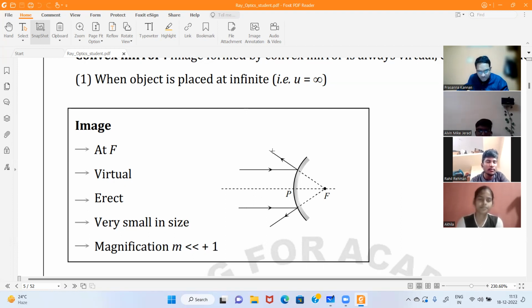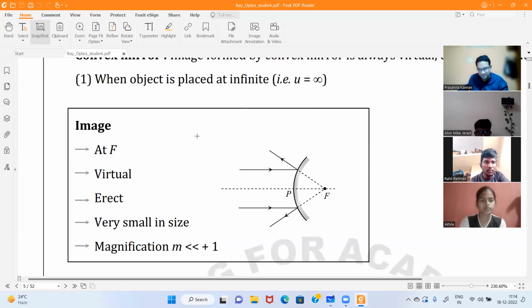So after reflection, they don't meet. These two rays are the reflected rays. Are they going to meet? No, sir. But they both appear to come from some point, and that point is called the image. Is it a virtual image or a real image? Virtual image, because the reflected rays are not meeting, but they appear to come from a point. Understood? Yes, sir. Therefore, it is a virtual image and it is erect. And it is very small in size.